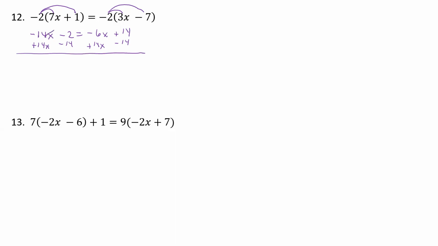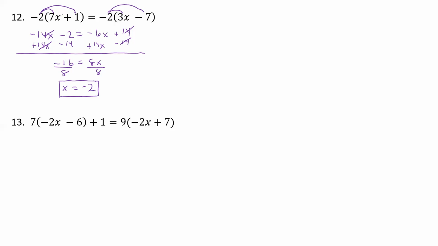And so negative 14x cancels. 14 minus 14 cancels. And so minus 2 minus 14 is minus 16. And then on the right, we have 14 minus 6, and that's going to give us 8x. Okay. Now, what does that do? Well, now we have to divide by 8 because here's multiply, so we divide. So we divide that by 8 as well. And 16 divided by 8 is 2, but the answer is going to be a negative 2.